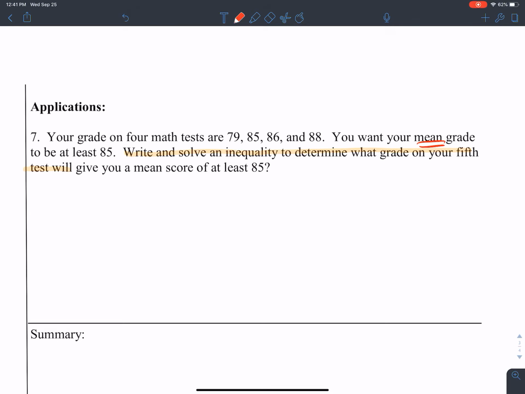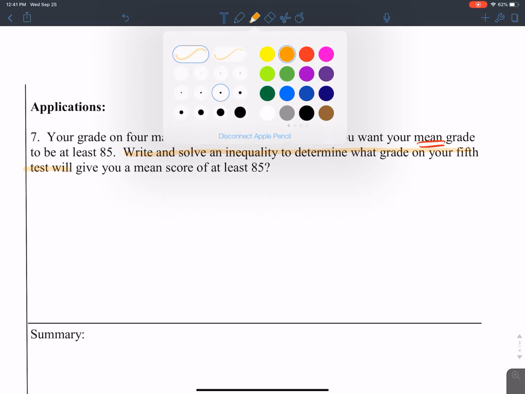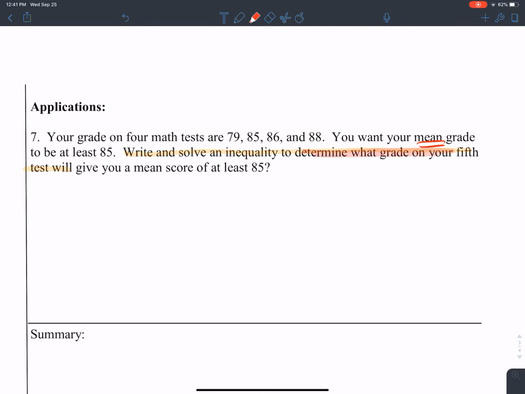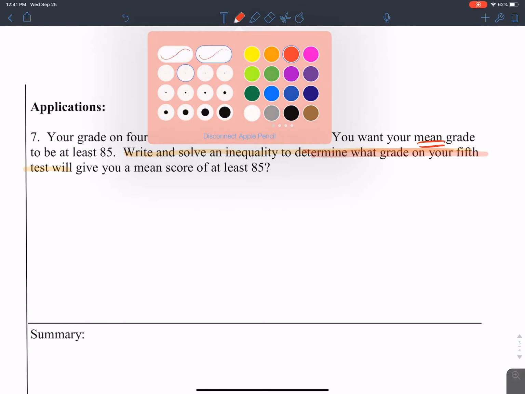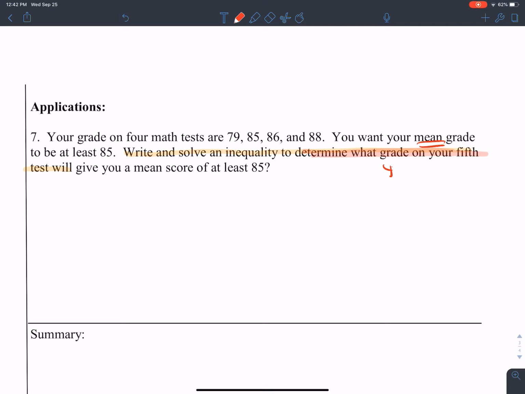can help us identify our variable. So if I need to write an inequality to determine what grade I got, that should be my variable. I need to find that. So if I don't know it, it must be an unknown value. So that's a variable. So x can be the grade on the 5th test. Notice how I'm just taking that language directly from the problem.